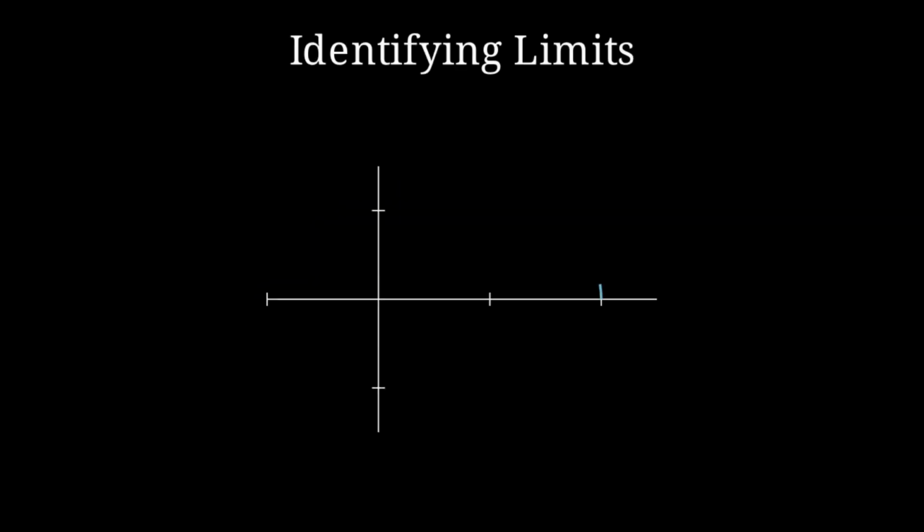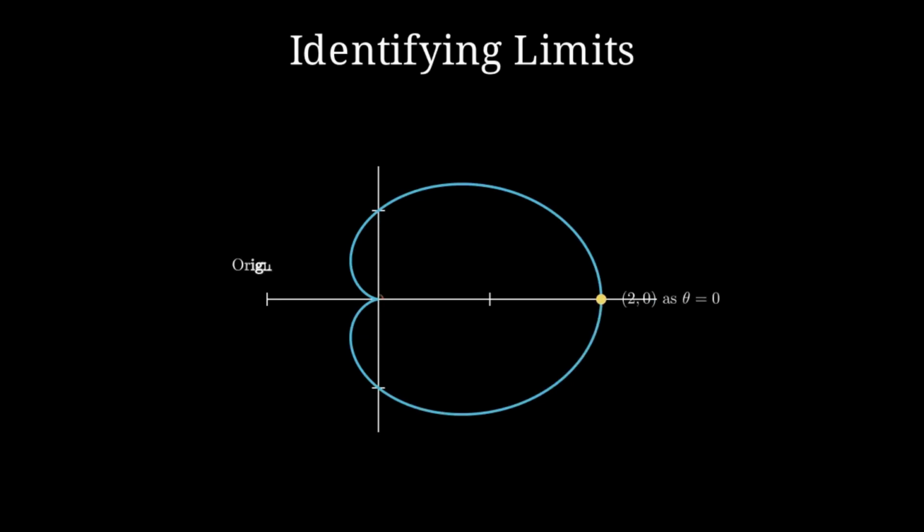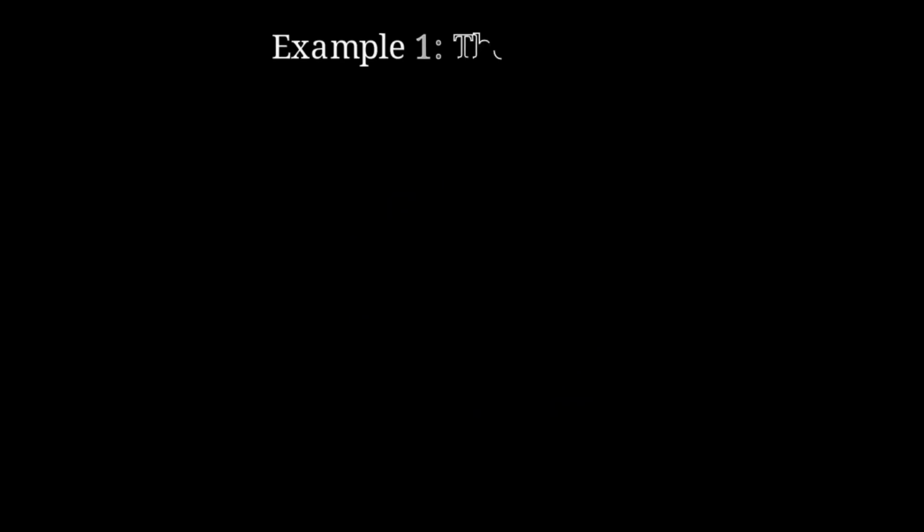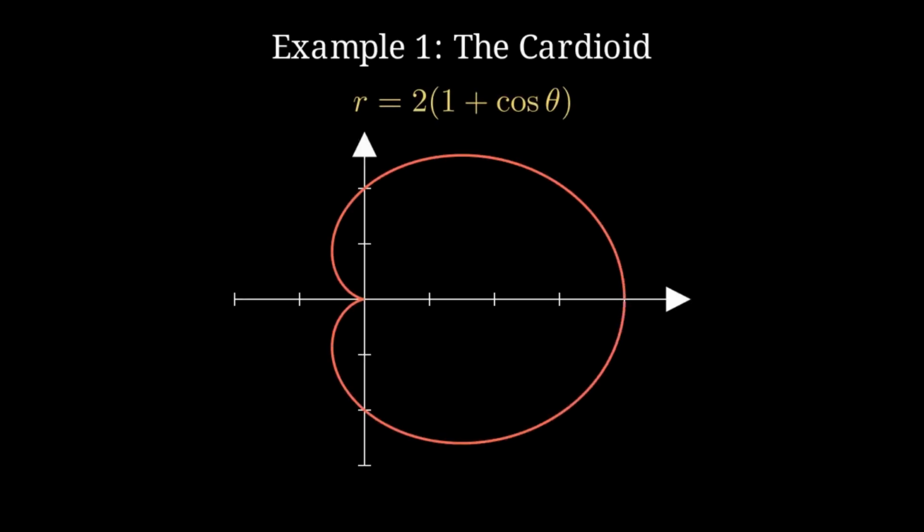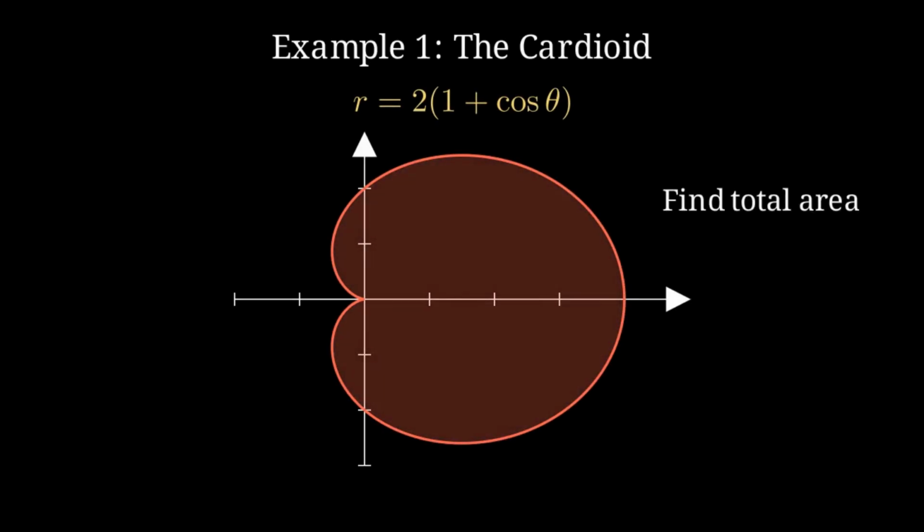Before integrating, you must identify the interval of theta. For a full shape, we often integrate from 0 to 2 pi. However, some curves, like roses, might complete their shape in just pi radians. Always check your bounds. Let's find the area of this cardioid. Since it is symmetric and occupies the full rotation, we will set our integral limits from 0 to 2 pi. This will capture the entire interior region of the heart-shaped curve.